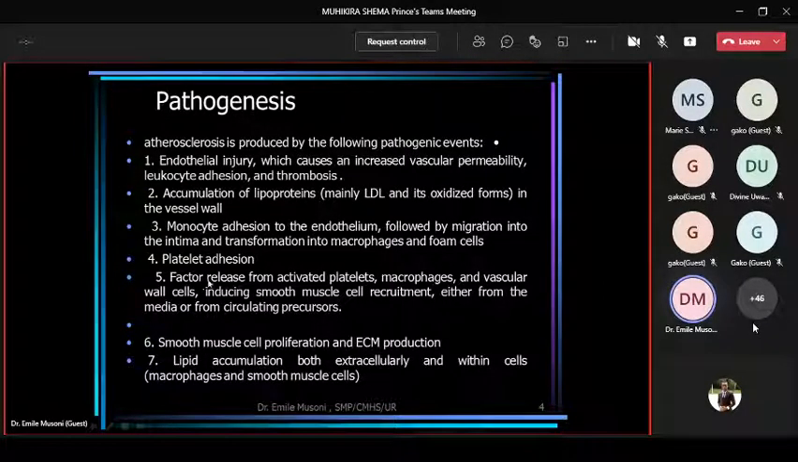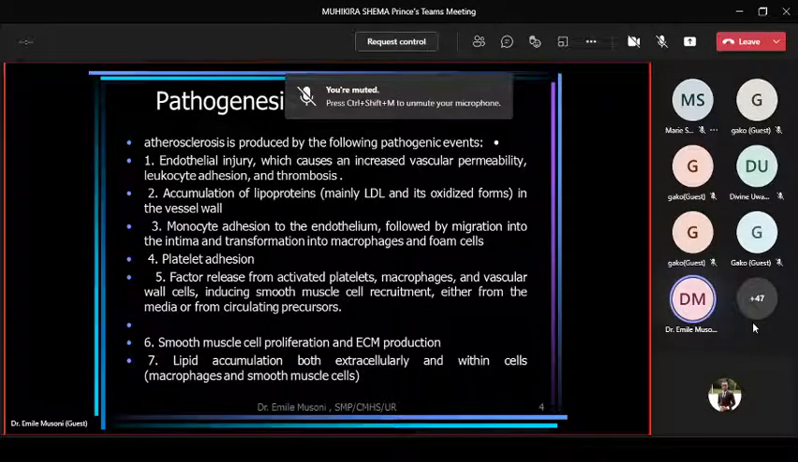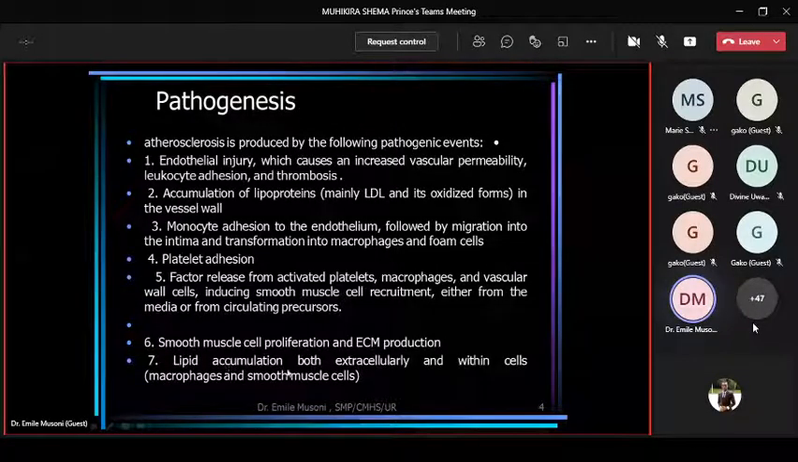There are some factors released from the activated platelets, macrophages, and the vascular wall cells, inducing smooth muscle recruitment, smooth muscle from the tunica media or from circulating precursors. There will be smooth muscle proliferation and extracellular matrix production. There will also be lipid accumulation, both extracellular and within the cells, the macrophages and the smooth muscle.